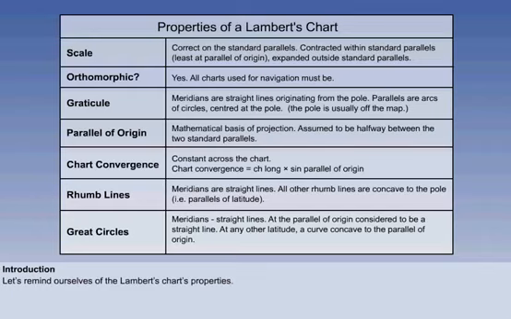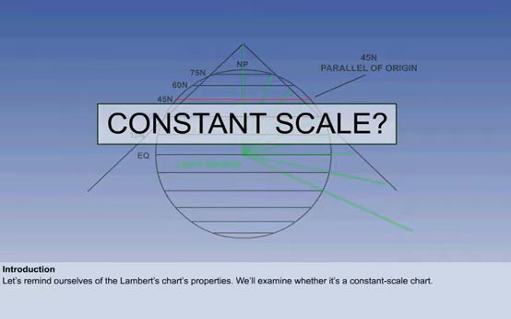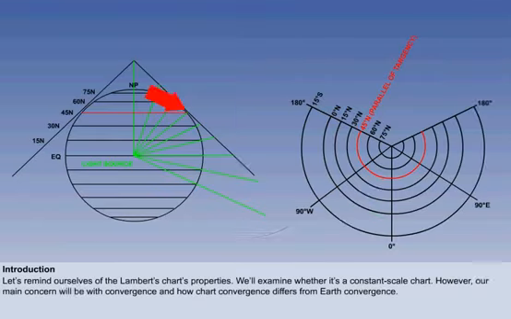Let's start this lesson by reminding ourselves of the properties of the Lambert's conformal conic projection, to give it its full name. We shall look briefly at scale. You will remember that Lambert altered the basic perspective conic projection in order to reduce the scale distortion. So is it a constant scale chart or not? But our main concern will be with convergence and how chart convergence differs from Earth convergence.